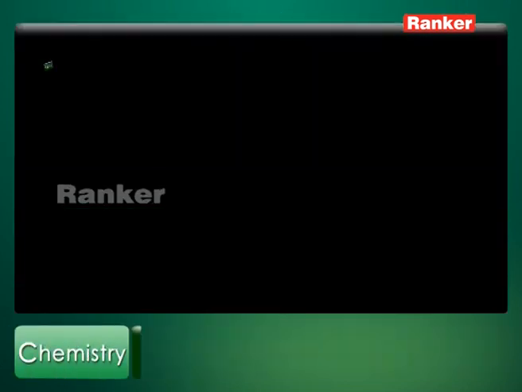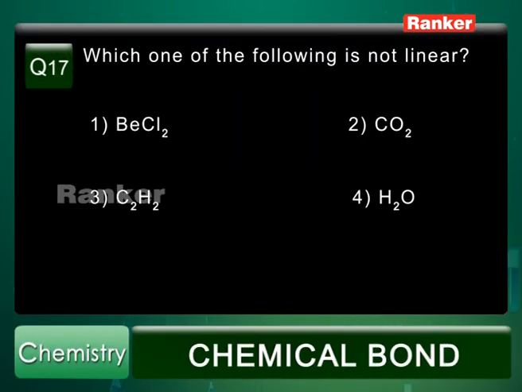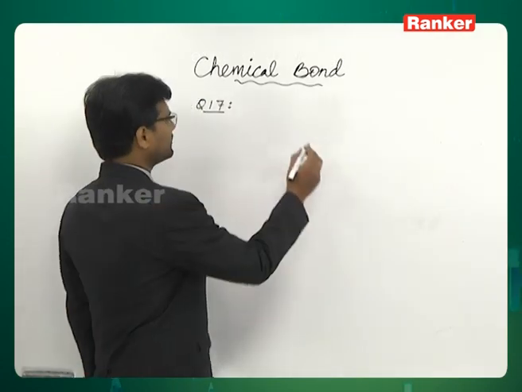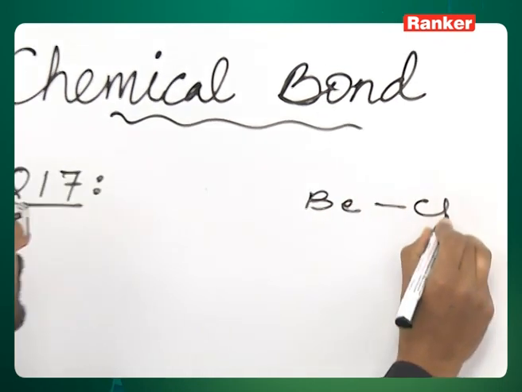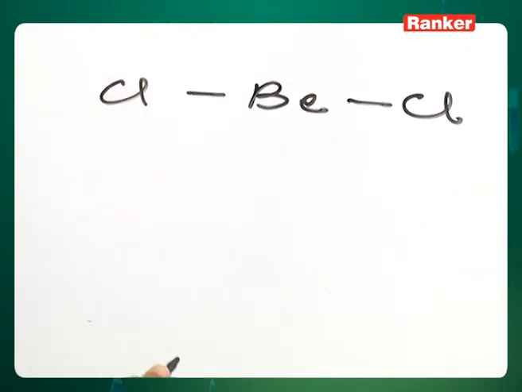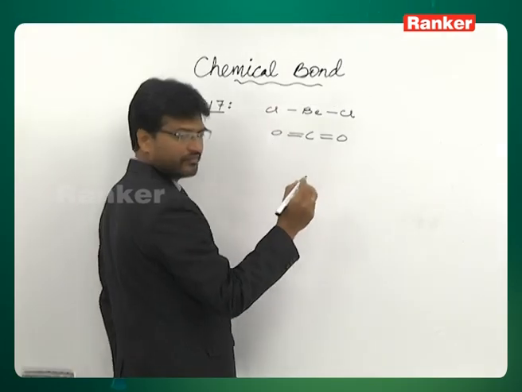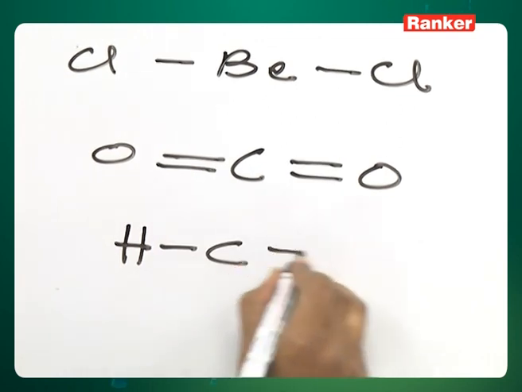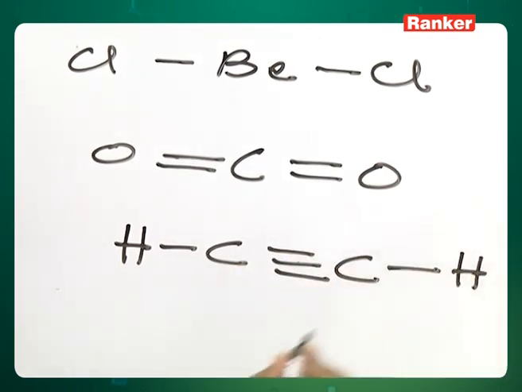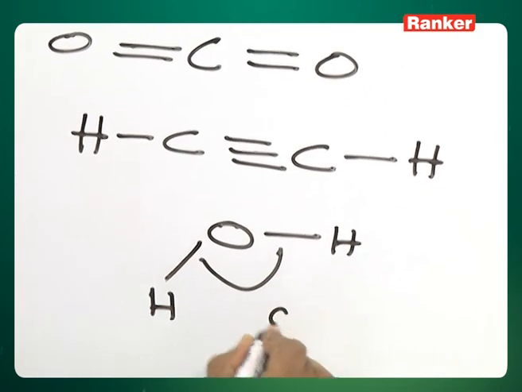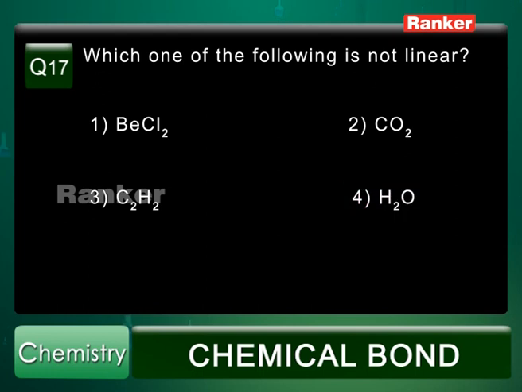Question 17. Which one of the following is not linear? Look at the options: BeCl2, second option CO2, third option acetylene, fourth option water. The correct answer is fourth option water. It is angular. Let's look at these structures. This is BeCl2, it's a linear molecule. Next CO2, it is also a linear molecule. Then you have C2H2, due to sp hybridization this is also linear. Water is bent shape or angular. So answer is fourth option. This is non-linear.